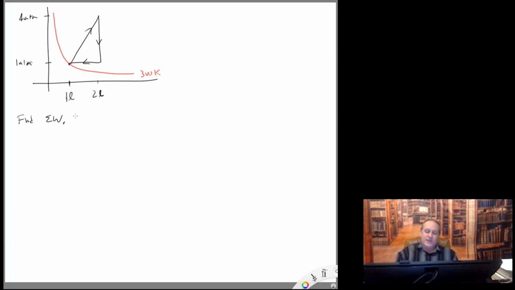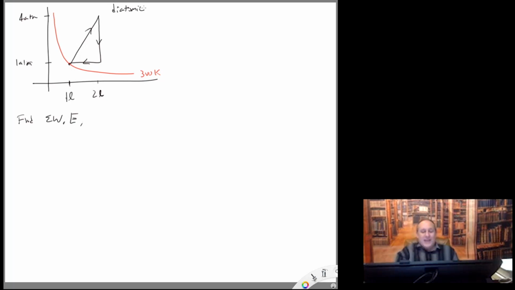And we're going to find the net work and the efficiency. Let's call it E for this cycle. But there's a lot of information we need to gather on the way to doing that. So first of all, we need to know if it's a monatomic or diatomic gas. Let's assume it's diatomic.